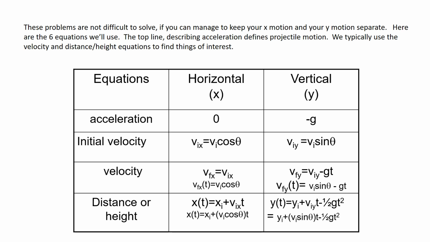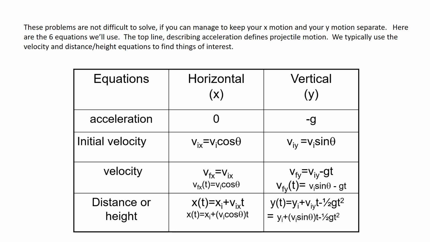Notice in the velocity equation for x that my final x and my initial x don't change. I have no acceleration in x, so that means my velocity stays the same. It doesn't speed up or slow down. Notice, however, in the vertical direction, it does change. That's because of gravity. On the way up, the thing slows down. On the way down, it speeds up. So our v final y as a function of time is going to equal vi sine theta minus gt.